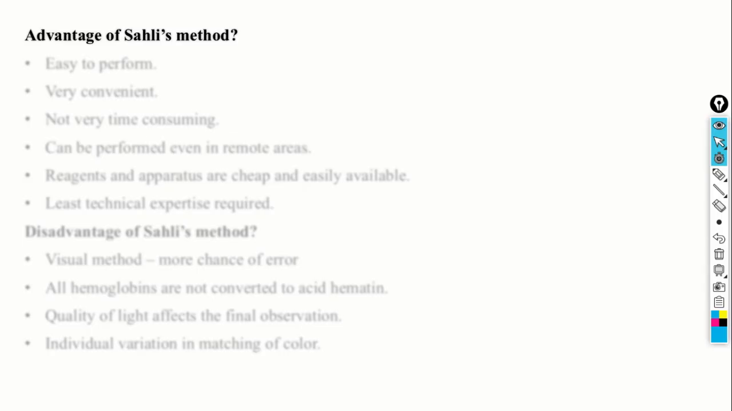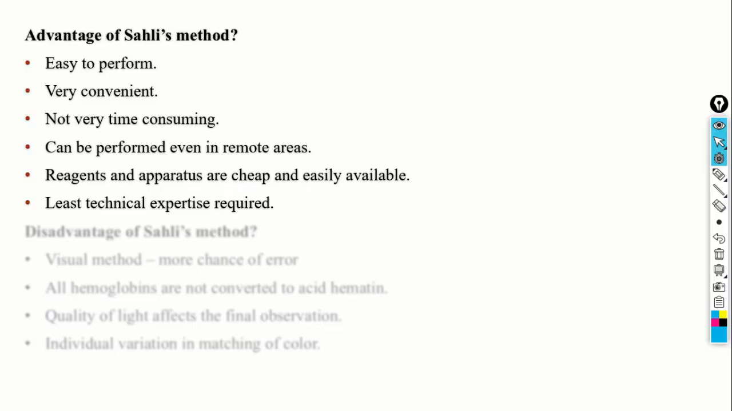And the procedure you are going to do is Sahli's. So definitely they will be asking the advantages and disadvantages of Sahli's method. The advantages: it is very easy and convenient to perform, and not time consuming. It can even be performed in remote areas. The reagents and apparatus are very cheap and easily available, and the least technical expertise is required, because with half an hour of demo you can easily start doing Sahli's hemoglobin method, that is the acid hematin method.